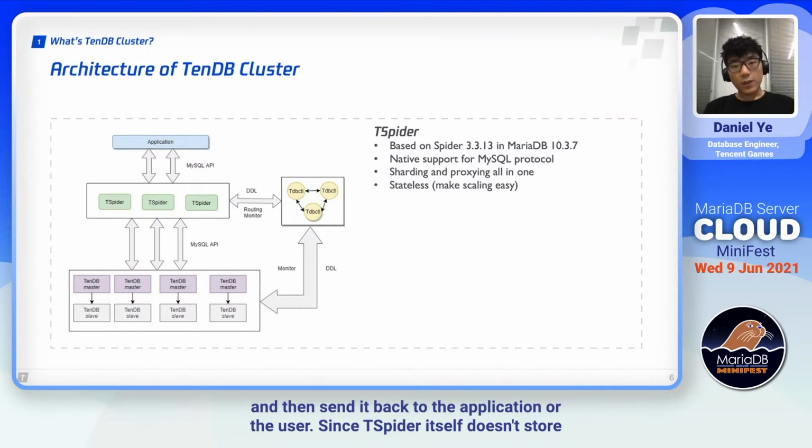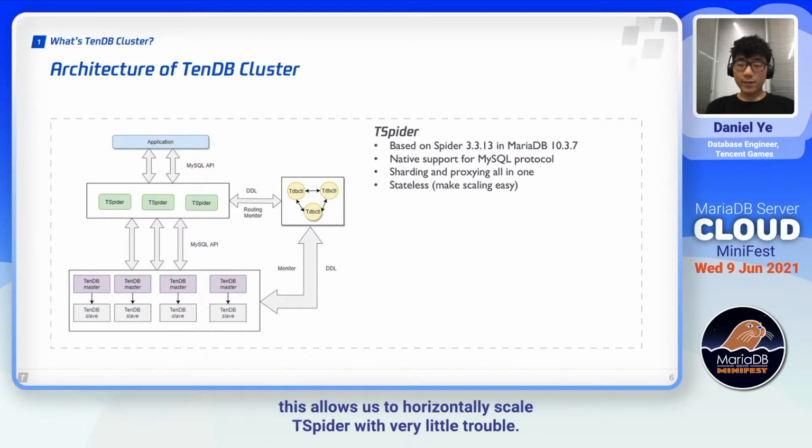Since T-Spider itself doesn't store actual data records, it only stores database and table structure, so it's almost stateless. This allows us to horizontally scale T-Spider with very little trouble.